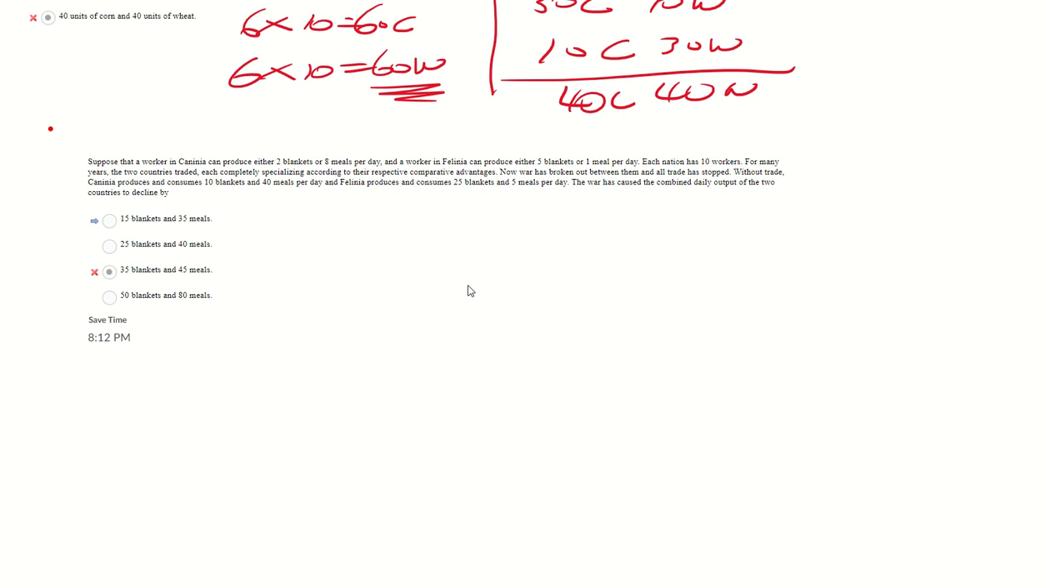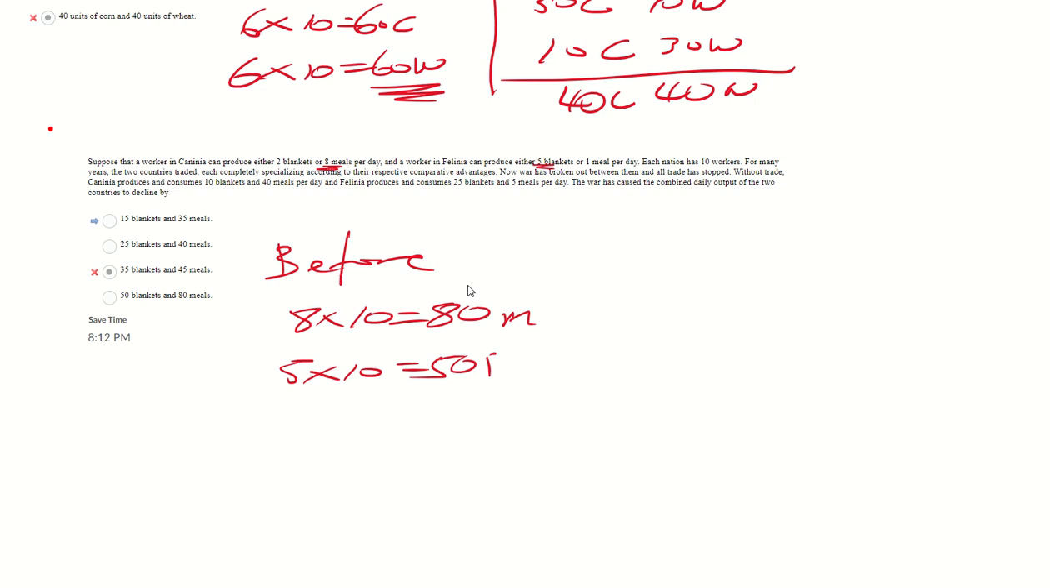So same thing, right? Just like before, Canania, they're doing 2 blankets or 8 meals. So meal is what they're good at. That's comparative advantage. Flaminia can produce 5 blankets or 1 meal. So 5 is the advantage for them. So before the war, Canania produced 8 meals per day for each worker times 10 workers. They have 80 meals per day. And then for Flaminia, they produce 5 blankets per worker, 10 workers. Then they have 50 blankets.